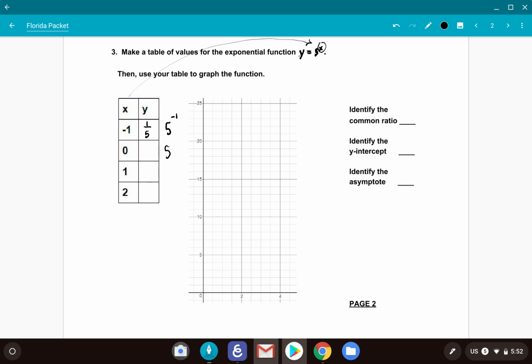If I substitute 5 to the 0 power, that's just 1. 5 to the first power is just 5. And then 5 to the second power is 25.